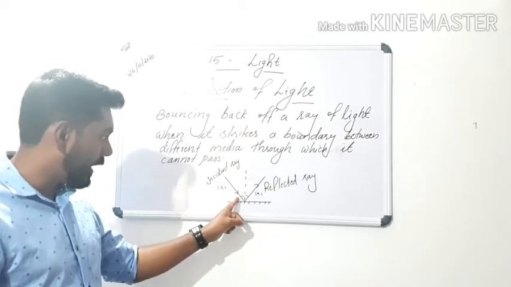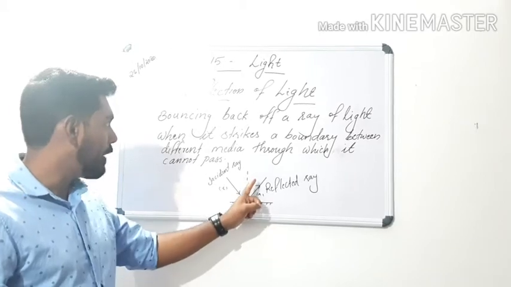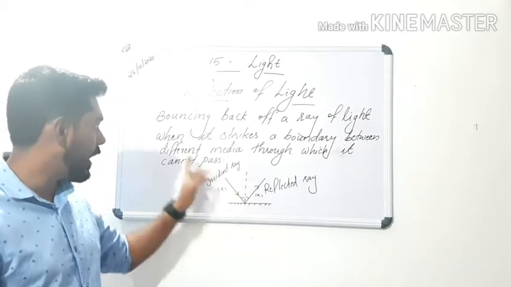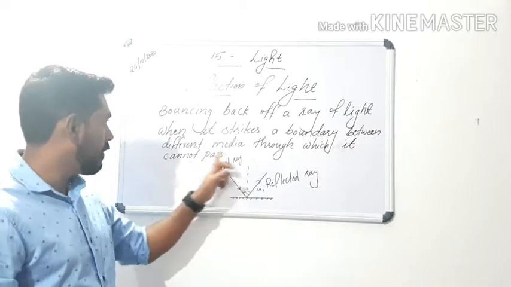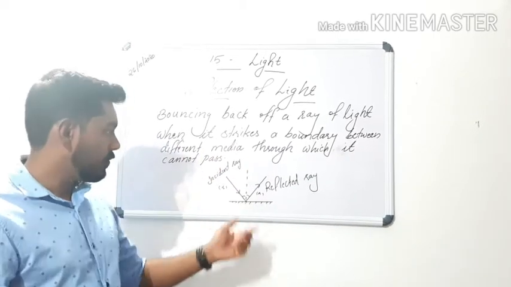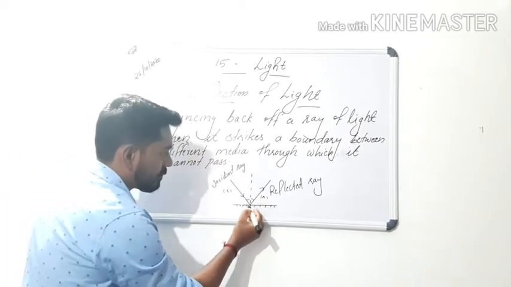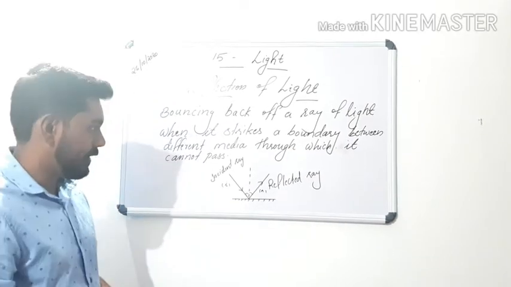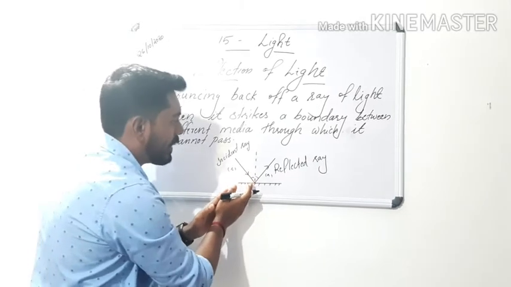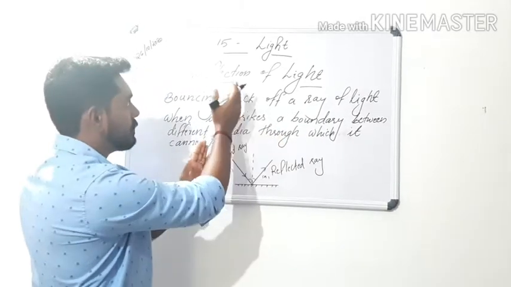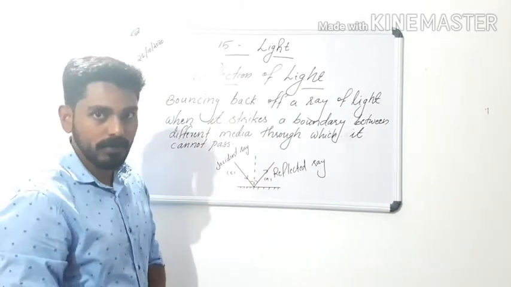You can see that a ray of light is bouncing back when it strikes a boundary between different media. So this is the surface. Actually, the ray strikes the surface and bounces back. This phenomenon is called reflection of light.